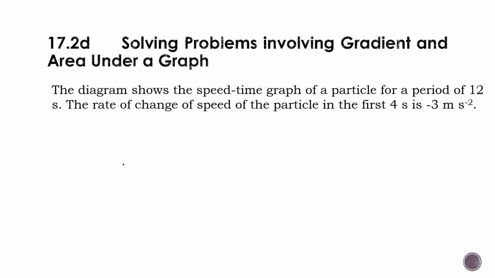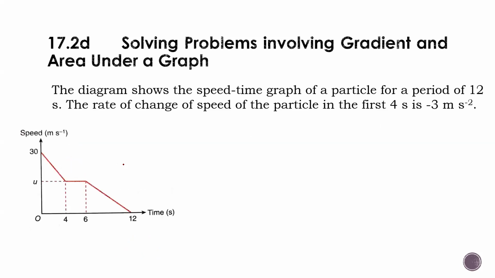Next. The diagram shows a speed time graph of a particle for a period of 12 seconds. The rate of change of speed of the particle in the first 4 seconds is negative 3 meters per square second. So find the value of u. So the first 4 seconds is negative 3, so the gradient is negative 3.